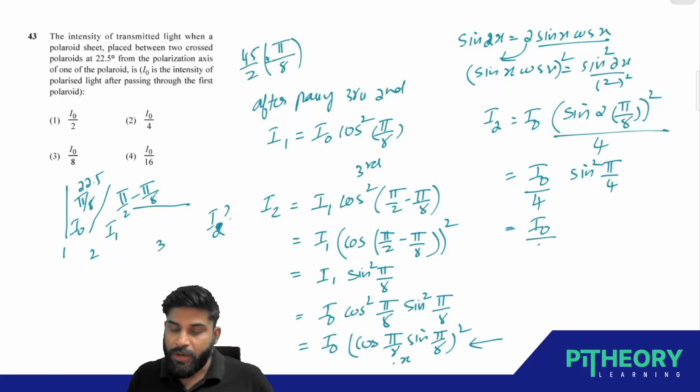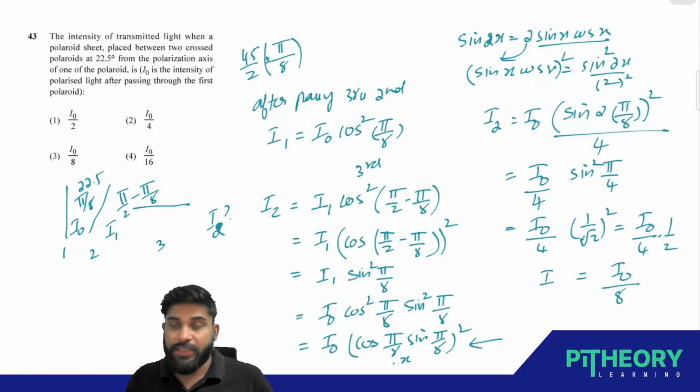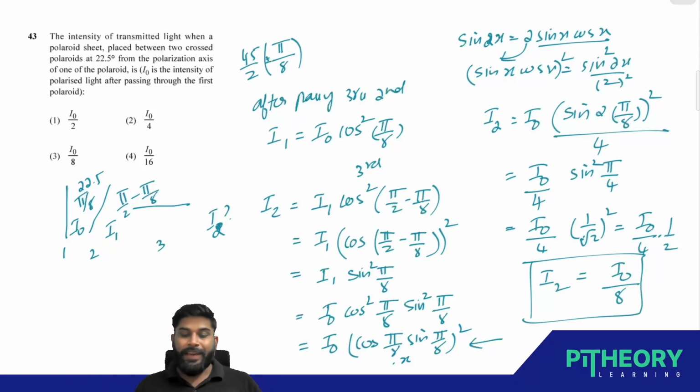So you'll be getting I naught by 4. What is sine pi by 4? 1 by root 2. So you get 1 by root 2 the whole square, which is nothing but 1 by 2. So I naught by 4 into 1 by 2. Your final answer, I naught by 4 twos are 8. So after passing through the third polaroid, the intensity will be I naught by 8. So your option will be option number 3, I naught by 8.